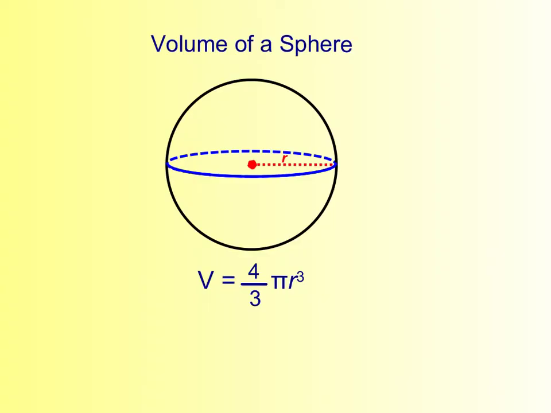Alright, so now let's look at the formula for volume of a sphere. For volume of a sphere, volume is equal to 4/3 pi r cubed. So we just saw surface area, which was 4 pi r squared. For volume, instead of being squared, it's cubed, and instead of 4, it's 4/3.